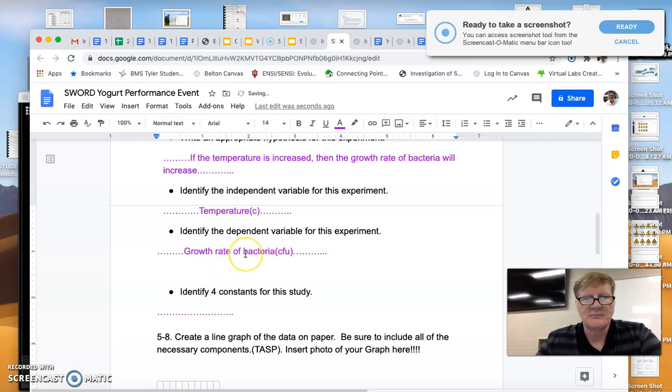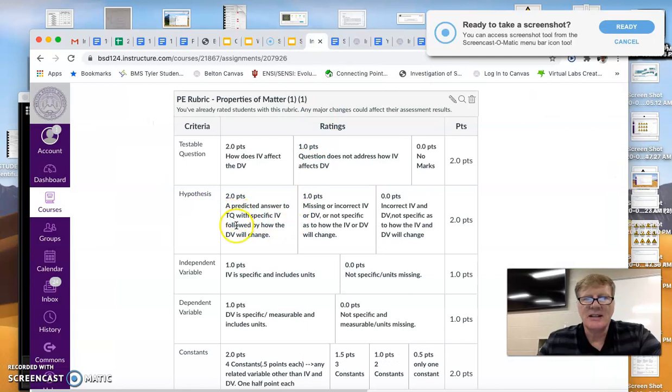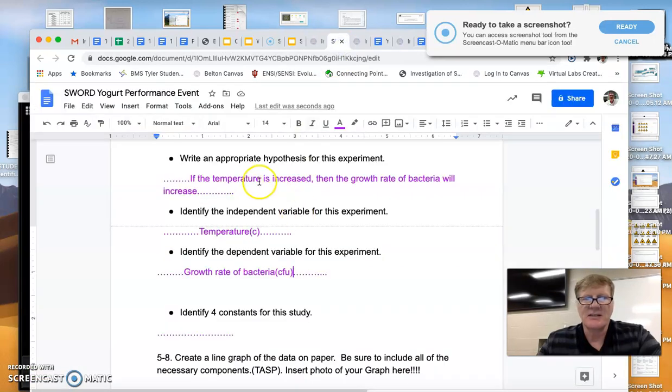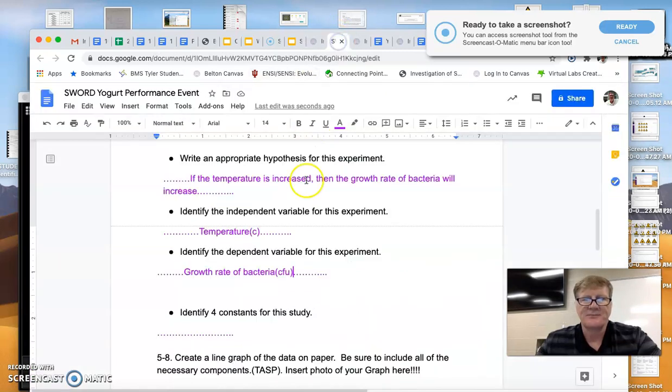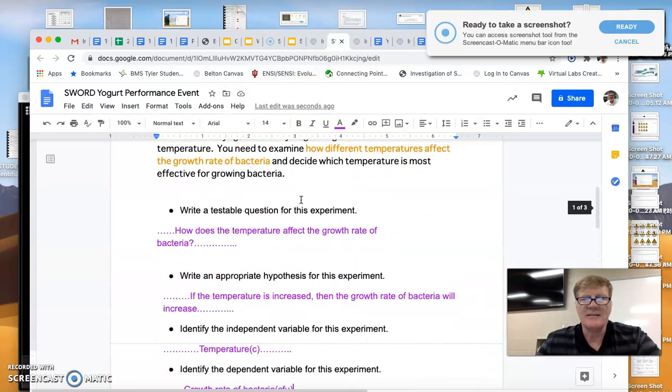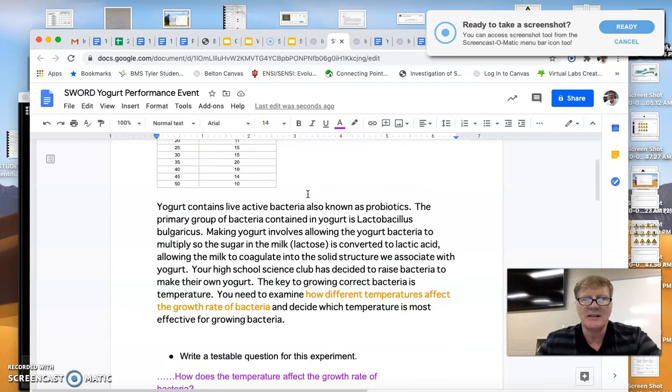And so if I go back to my scoring guide, for a predicted answer, the testable question, specific IV followed by how the DV will change. So specifically, if temperature is increased, then the growth rate of bacteria will increase. I'm predicting it will increase. That's how it's going to change. For my IV and DV with units, my scoring guide says specific and includes units. Specific and measurable and includes units. And again, I didn't fabricate those. I picked them out of the scenario and the information provided.